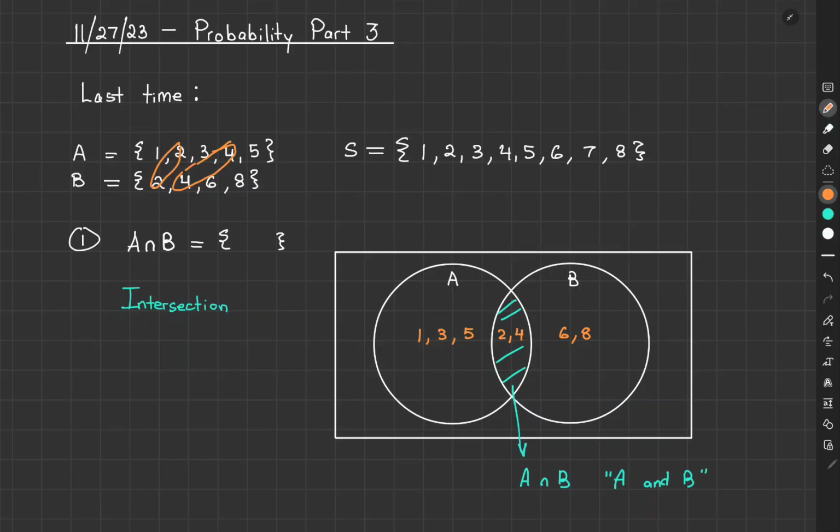And also note that there's another outcome in our sample space that hasn't been labeled here yet, and that's 7. So 7 doesn't fall into either A or B, so that's going to be out here on its own. So this entire rectangle represents the whole sample space. And then each circle, A and B, represents the outcomes under which A or B would win.